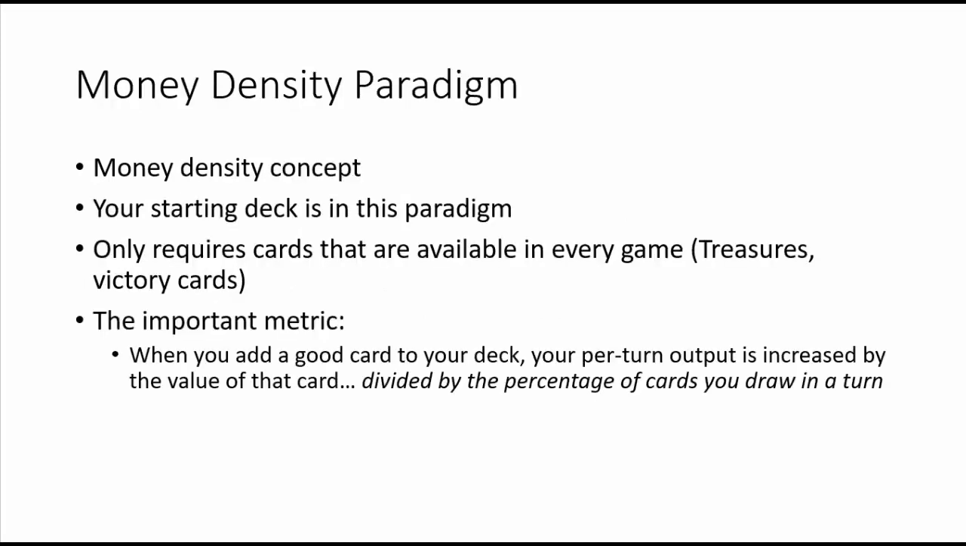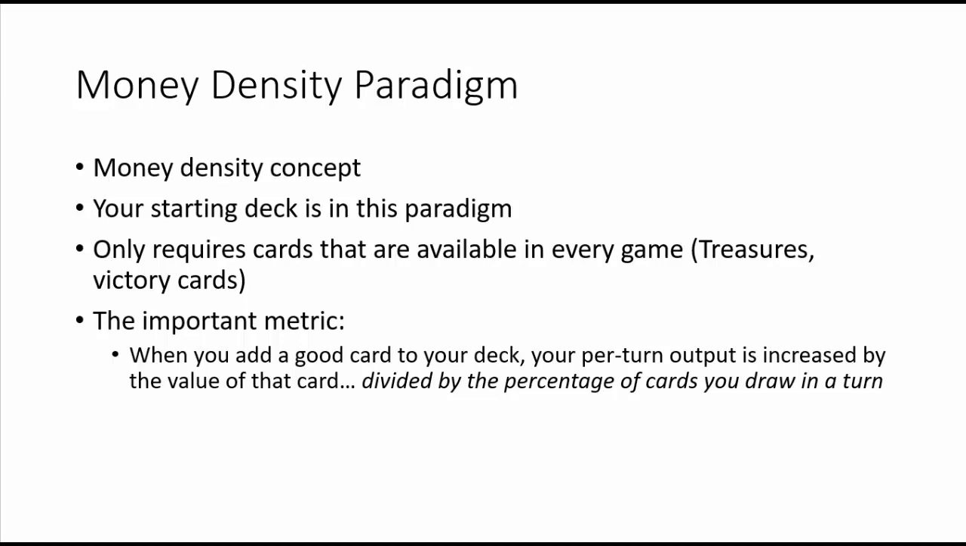So let's talk a little bit about the money density paradigm. And I want to get into what the concept of money density is. You're going to hear this in a lot of different forms if you look around, but the idea is it's kind of the average value in terms of money that each card is giving you. So if I have my starting deck, which is 7 coppers and 3 estates, the estates can be 0, the coppers can be 1, and so my money density is 0.7 money per card.